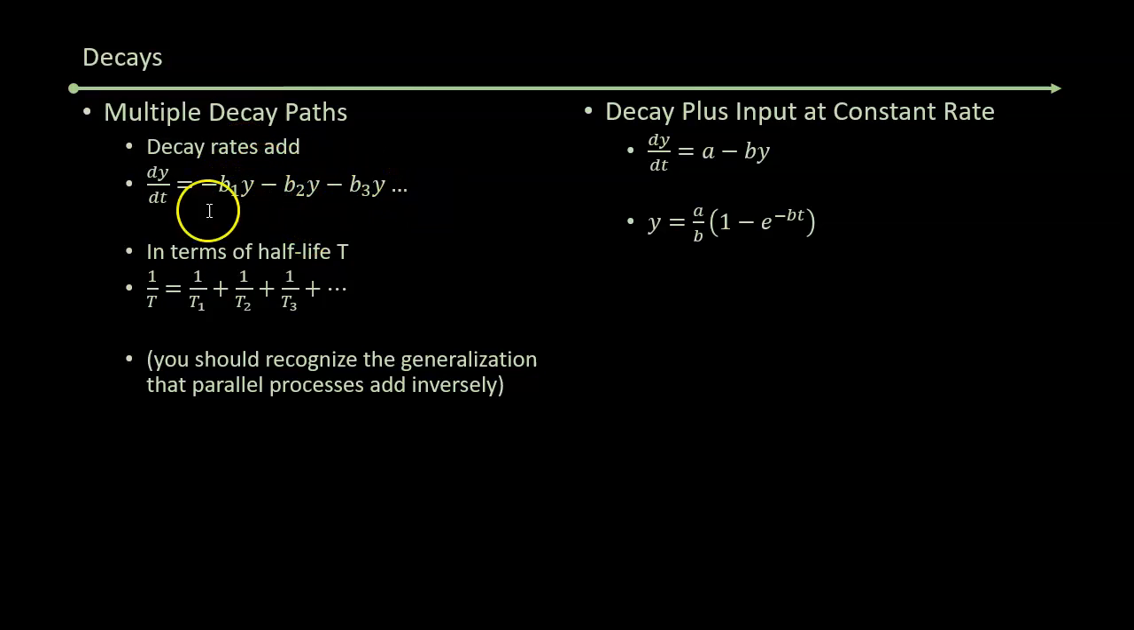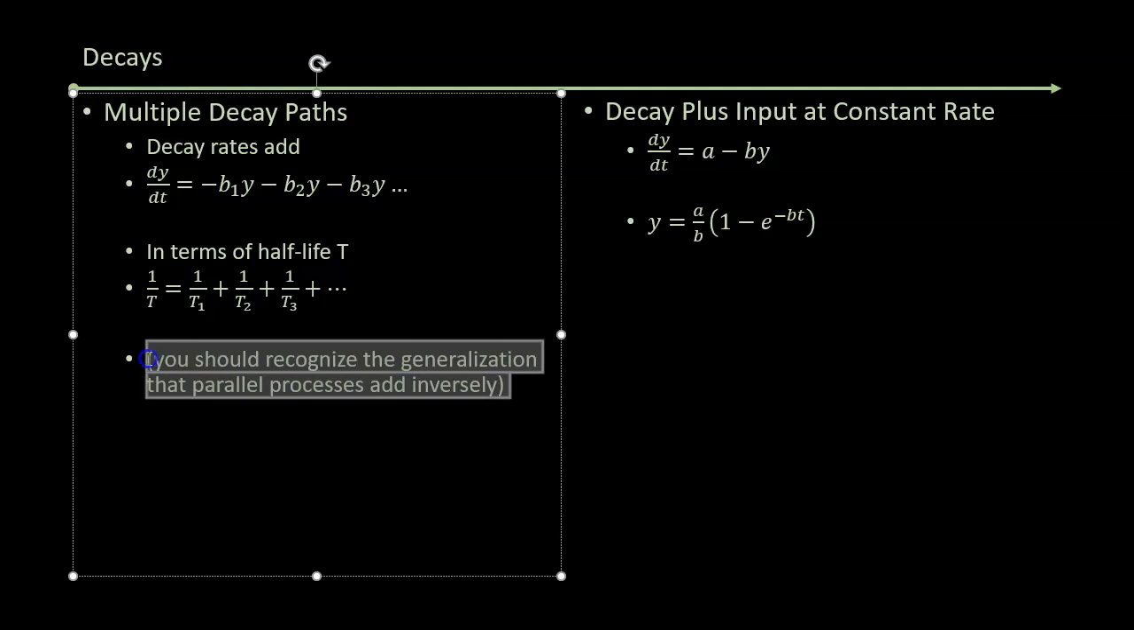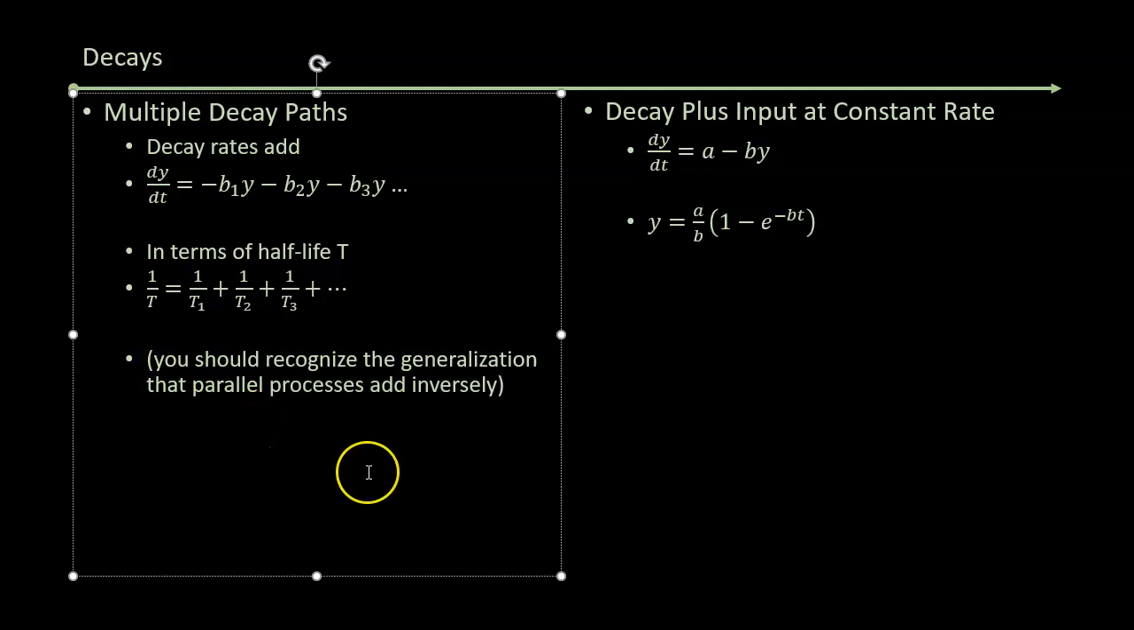amount you have. In terms of half-life, T, it is 1 over T1, the half-life for one process, plus 1 over T2, the half-life for another, plus 1 over T3, plus etc. All that adds up to 1 over the half-life. And if you'll remember from pipes and resistors and everything else, you'll recognize there's a pattern. The parallel processes end up adding inversely.